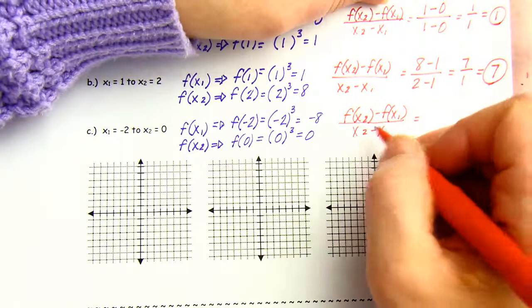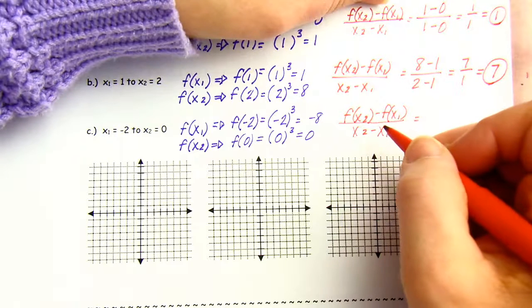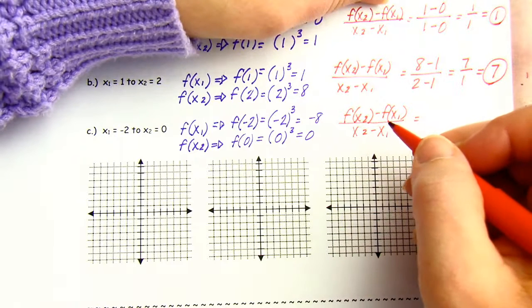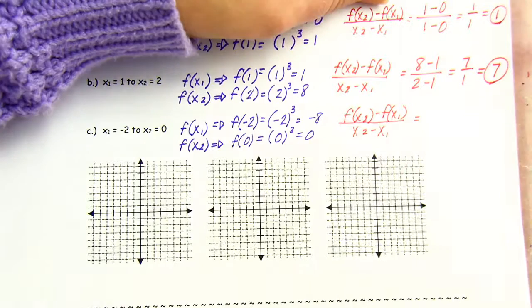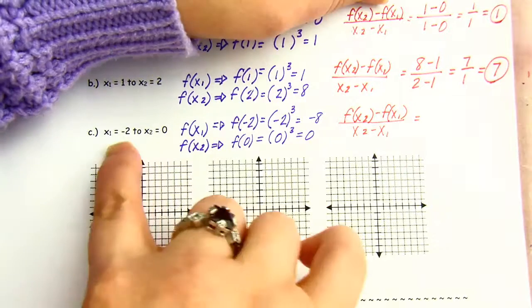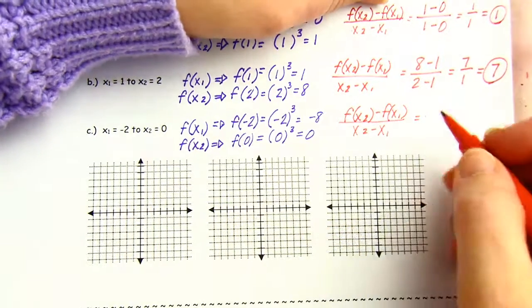Would you be given this formula on a test? I don't think so, because you would just have to know that this is slope. So it's change of y over change of x. They give you the x's. You have to find the y's to be able to do this.